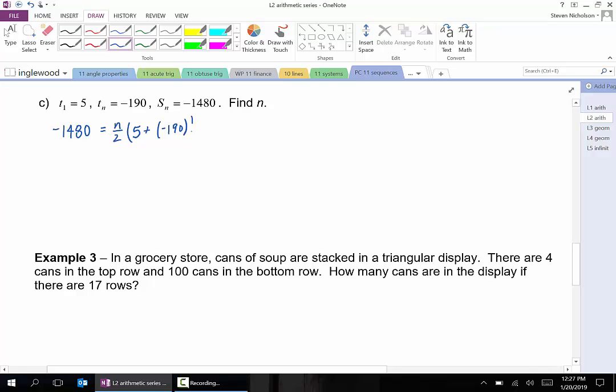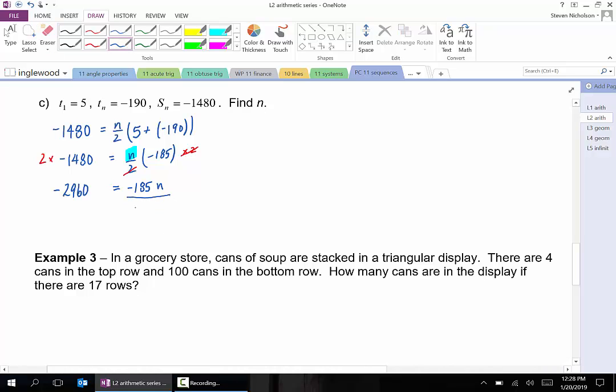And again, it's always a good idea to simplify, so negative 1,480 is equal to n over 2 times negative 185. And given that we want to isolate n, I have to get rid of the 2 and the negative 185. So I can get rid of the 2 by multiplying both sides by 2, and the 2 cancels out, and I'm left with negative 2,960 is equal to n times negative 185, but maybe it's better to write it as 185 times n. That's what you're probably more familiar with.